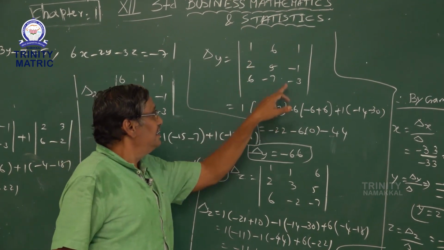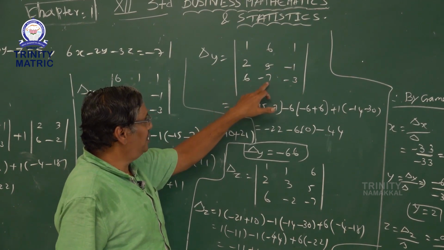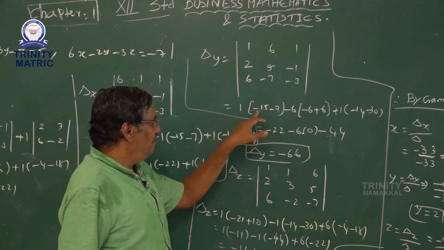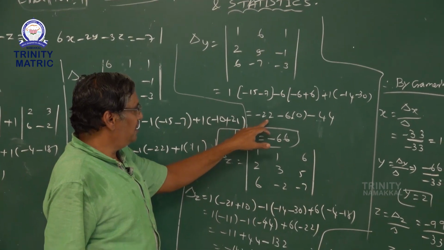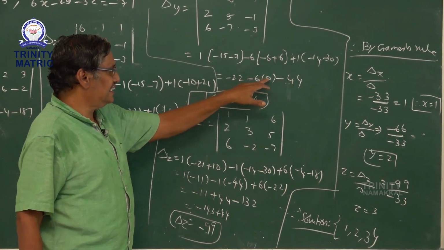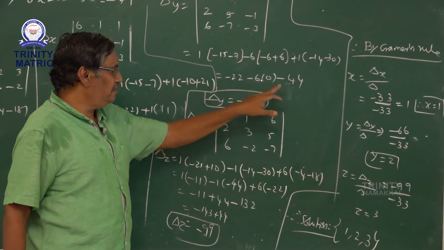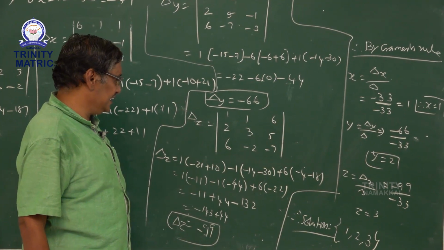Likewise 1 minus 15 minus 7. Like minus 6 plus 6 plus 1 minus 14 minus 30 minus 22. 1 into minus 22 minus 2. These are additive inverse, so cancelled. 6 into 0 cancelled. So minus 44. Minus 22 minus 44, minus 66.